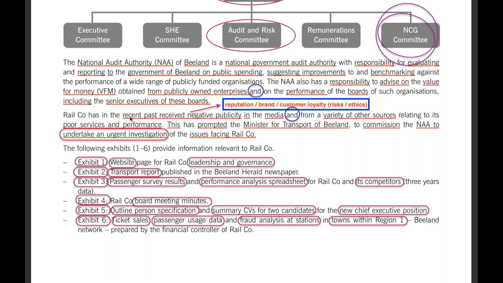For example, okay, have a look at this. Here it says that Railco has in the recent past received negative publicity. So automatically, if I say for you to do critical thinking, you should be thinking about what? If it's negative publicity, it relates to reputation. It relates to branding. It relates to customer loyalty. And basically it's what? Risk and ethics. So that's the reason why it is important for you, as you read through, you have to start to analyze.